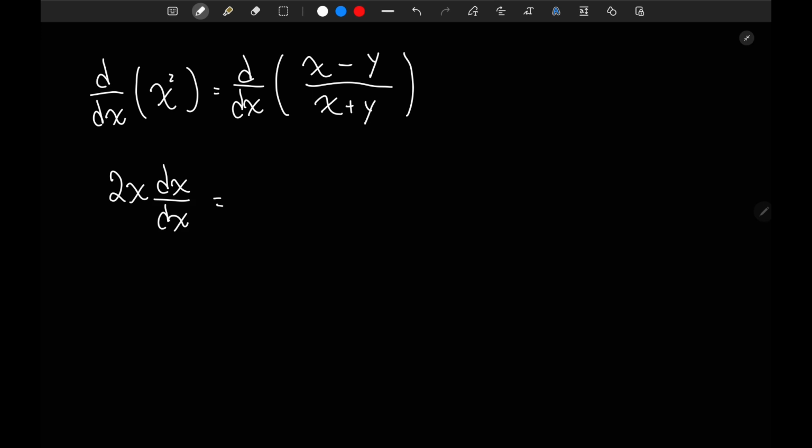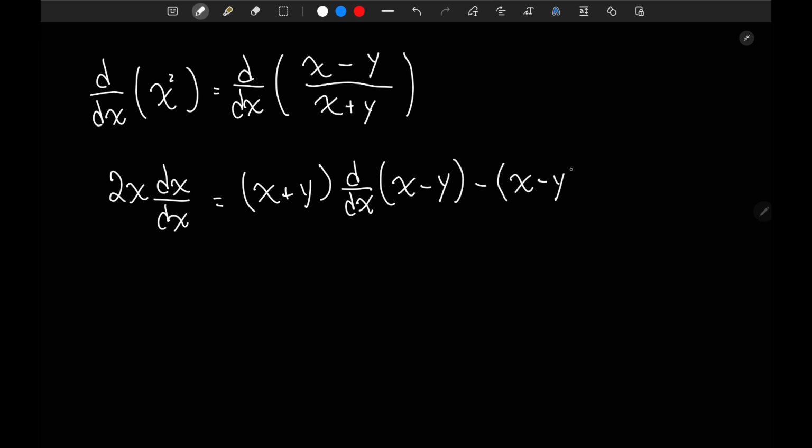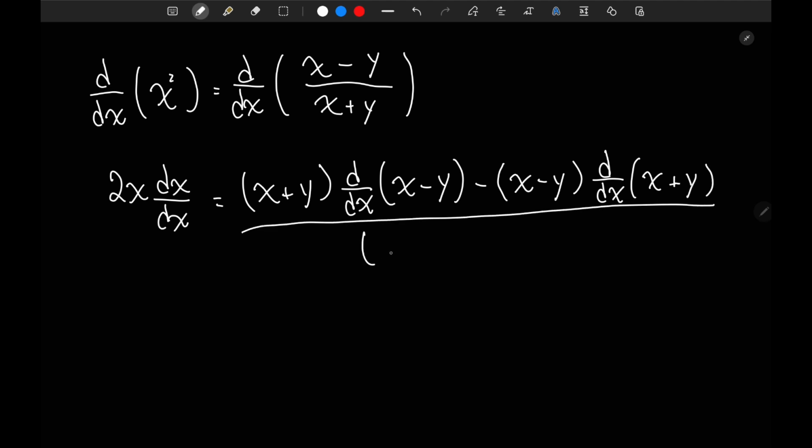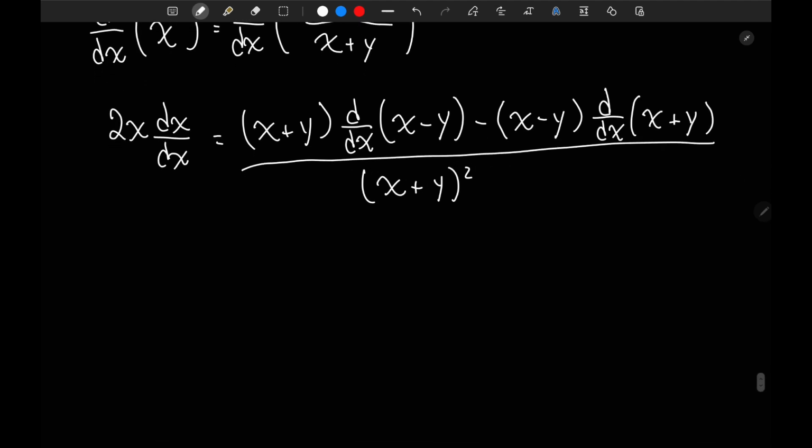Now on the right, we use quotient rule. Low d high minus high d low. Square the bottom, throw it below. So we have our low d high minus our high d low, square the bottom, throw it below. And now we just have to carefully walk through this and evaluate everything.